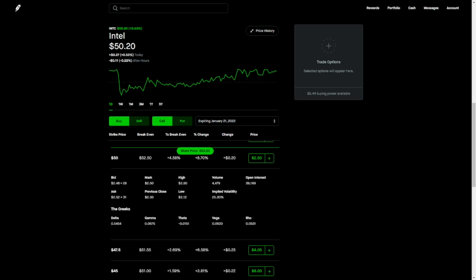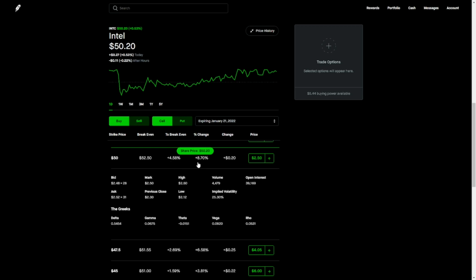I'm just going to be explaining what this screen says right here. So here we go. The next thing we have here is break even. So by January 21st, if the stock Intel is above $52.50, you either broke even or made money. And here's the percentage that you would need it to go up in order to break even or make money. So as long as it's above 4.5%, you make money, right?